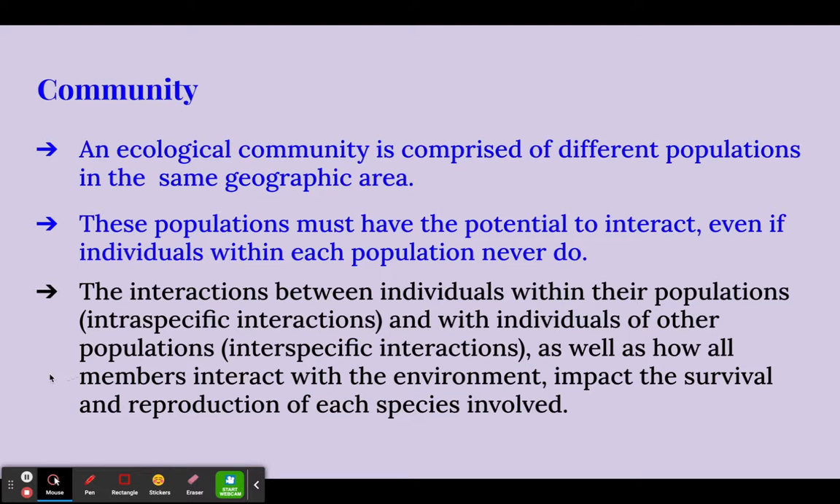A community is comprised of different populations in the same geographic area. Yesterday we talked about how a population is a specific species. A community is many different populations together. Interactions between individuals can be intraspecific, where they interact with individuals within their own population, or interspecific, where they are with individuals of other populations.